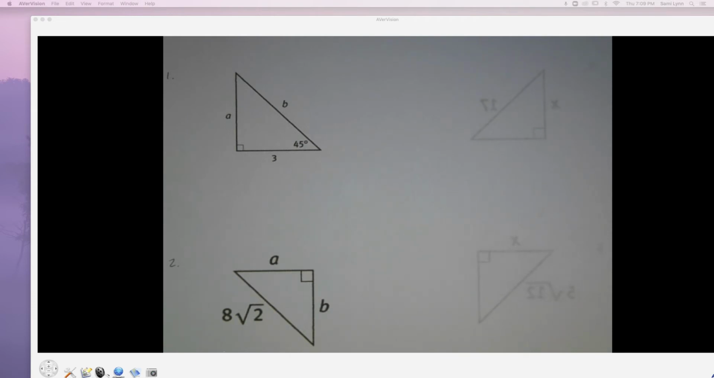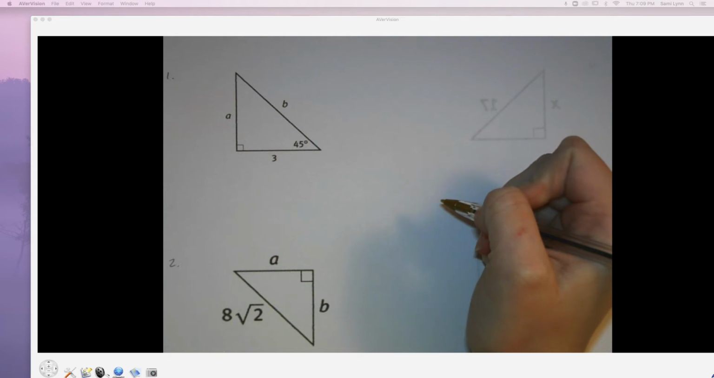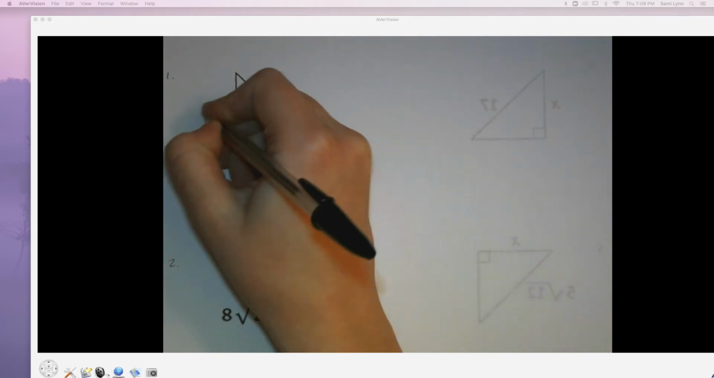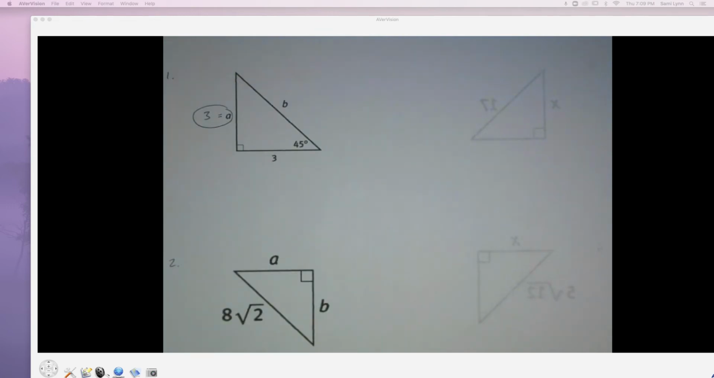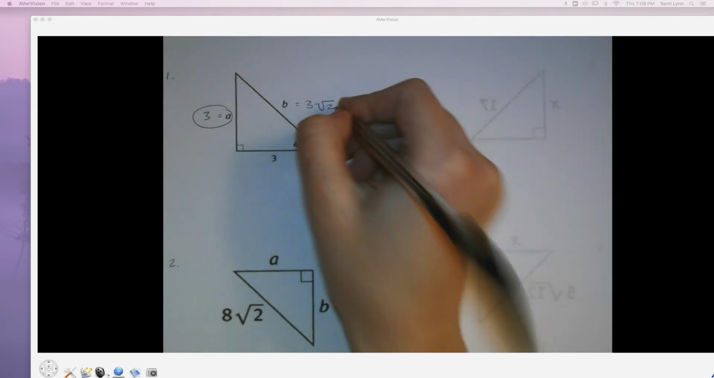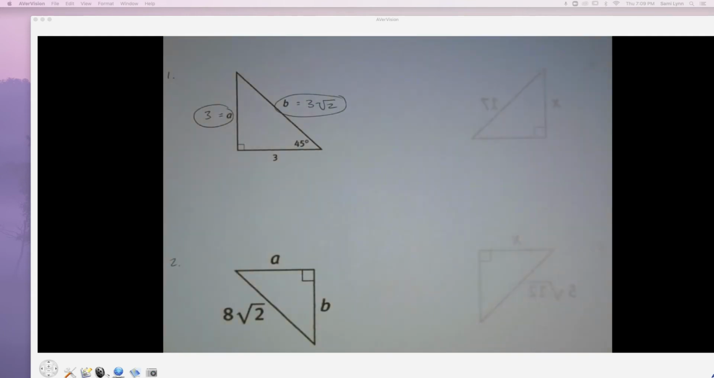We're looking for our missing side lengths. So we're given one of the legs is 3. And in a 45, 45, 90 degree triangle, I know that my legs are congruent. They're equal. So A is just going to be 3. And then my hypotenuse is my leg times root 2. So I'm going to have 3 times root 2. And it's as simple as that. Right as I say it, there it is.